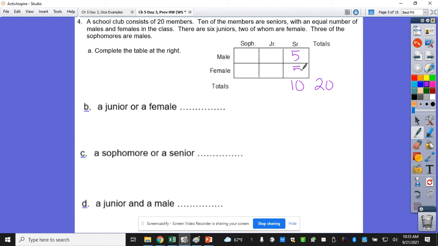So 5. There's 6 juniors. 2 are female. That leaves 4 here. Where did I miss? Did I miss something up there? 3 of the sophomores are males. So how many total sophomores are there? 4. Which means this is going to be, what's this one? 12.